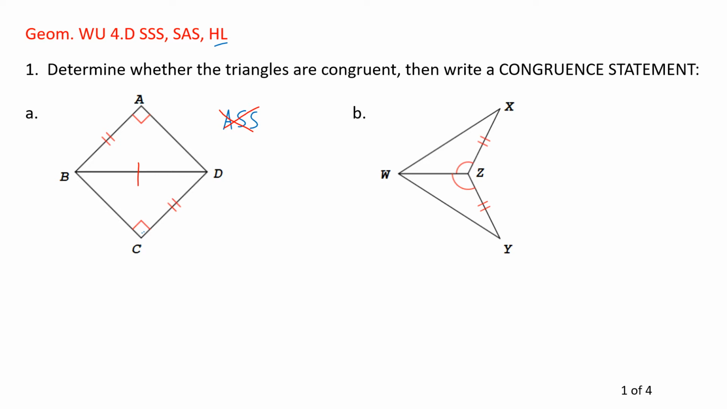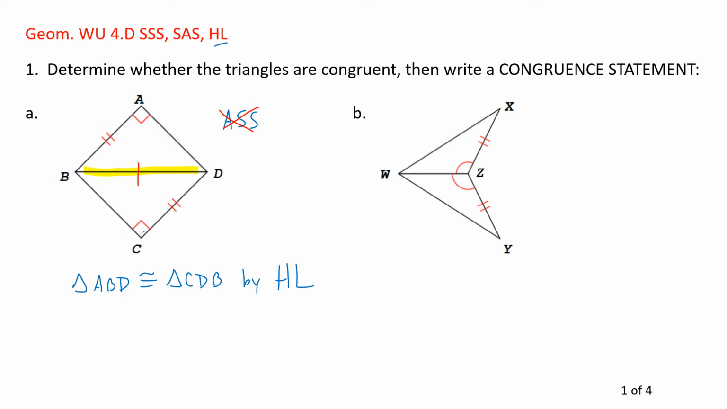This side here is the hypotenuse, and I have a congruent leg, so this is congruent by hypotenuse leg. So my statement is going to be this: triangle ABD is congruent to triangle CDB by hypotenuse leg.